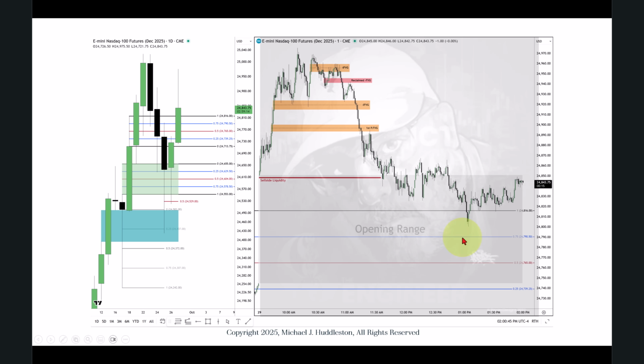I don't have that on here. I'm getting disoriented looking at this. It's 24,816, and that's this premium wick. Okay, premium wick gradient levels. So I don't have that opening range gap graded.